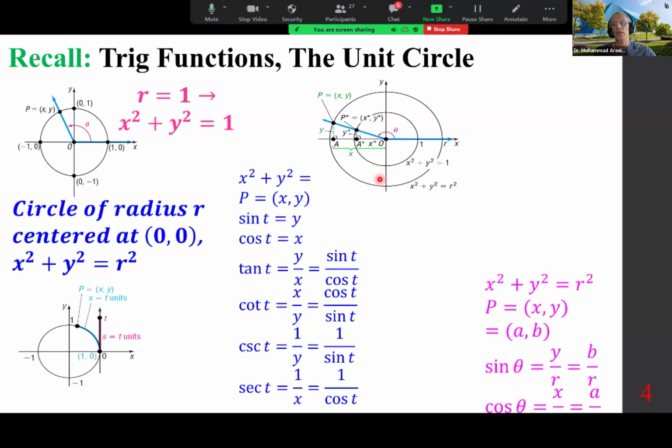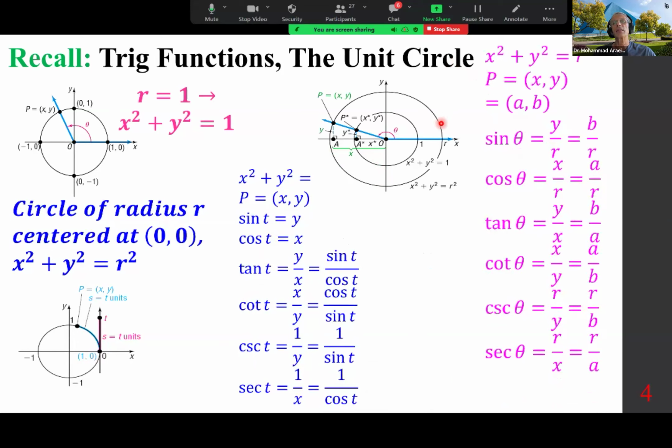If we go with a circle that is not a unit circle, the radius is any r, x squared plus y squared equals r squared, and the point has coordinates a, b on the circle, so sine, instead of y, becomes y over r. Cosine, instead of x, becomes x over r, and tangent, of course, is sine over cosine, which is y over x, and the rest of them are the reciprocals, as always.